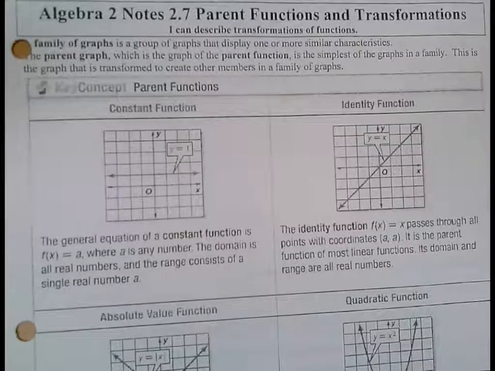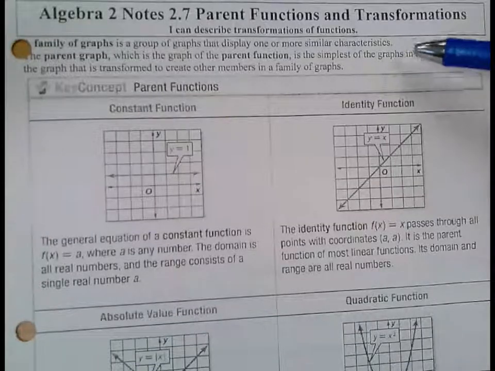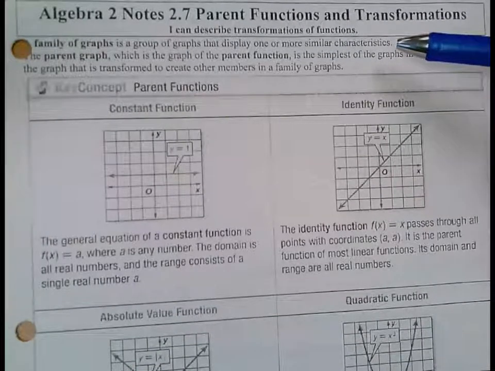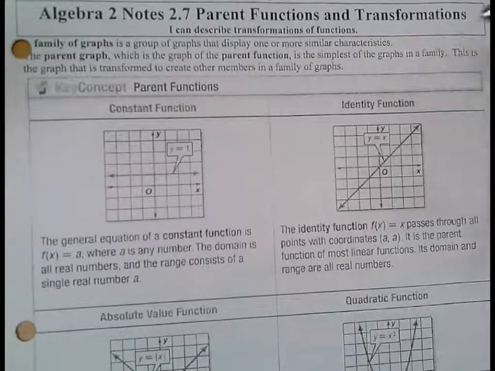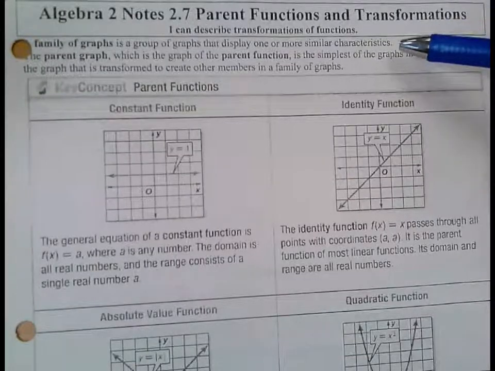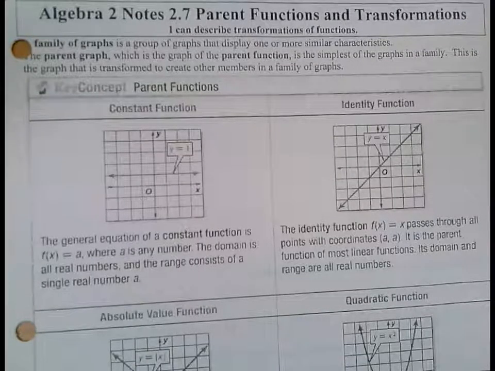Before we get to the transformations, I just want to talk about parent functions. So it says at the top, graphs are described as being part of a family. So a family of graphs is a group of graphs that display one or more similar characteristics. So for example, all parabolas would be a family of functions because their graphs are all parabolas. And then within a family, you know that there's somebody representing the parent or the parent figure in a family.